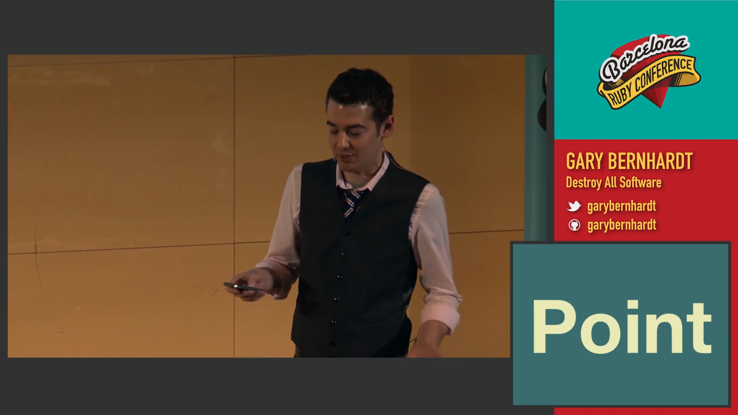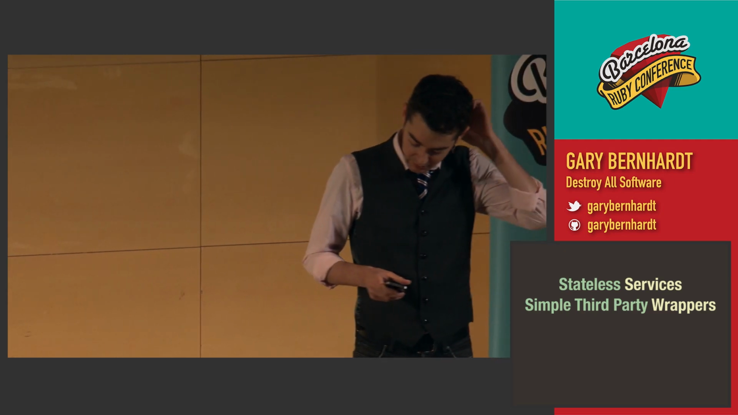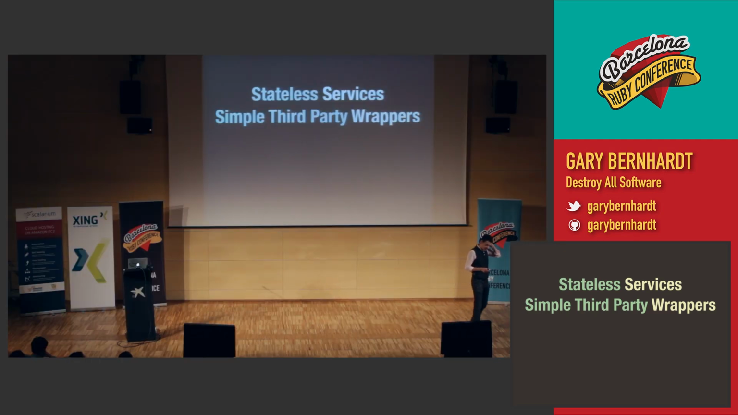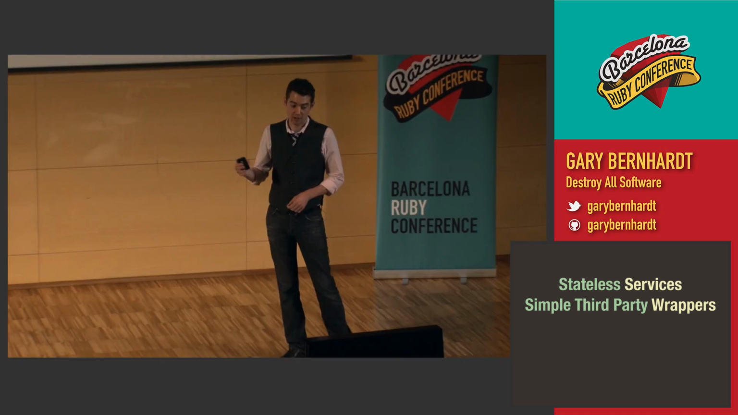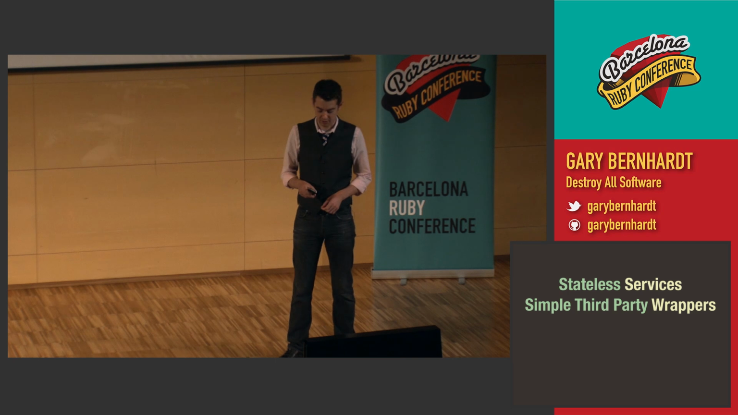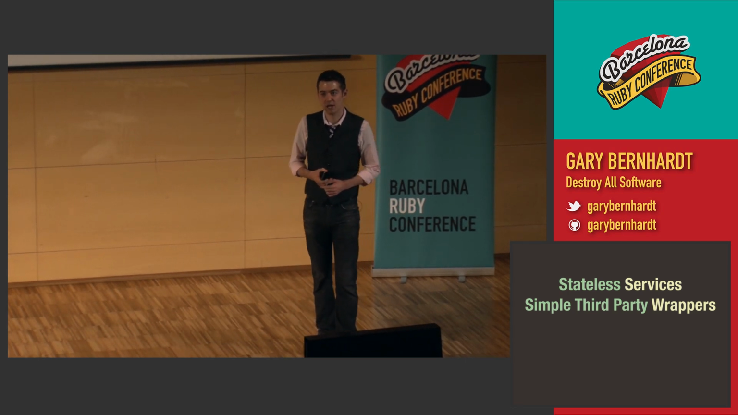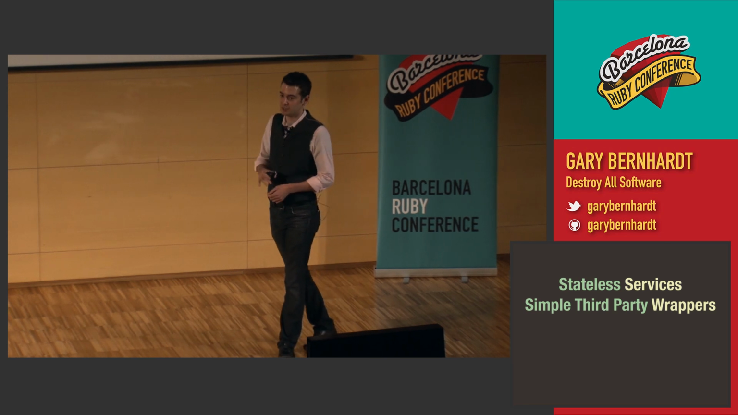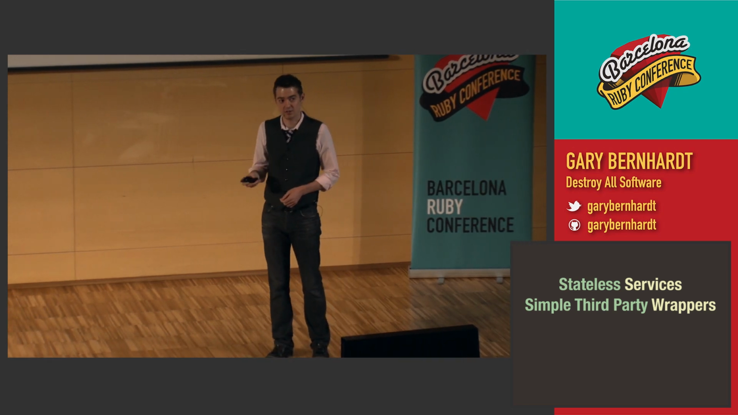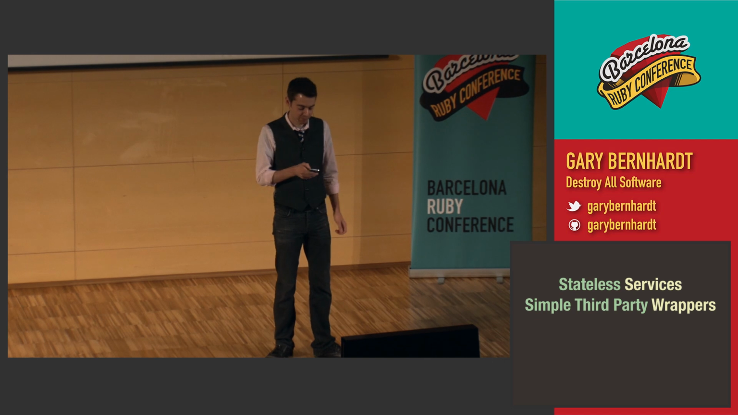The more immediate point that I hope you take away from this is that stateless services will help you to decouple your persistence from other bits of the system, and you want that. And simple third-party wrappers will help protect you from changes in other Ruby gems or services. Ruby has a culture of rapid change and not a lot of regard for backwards compatibility, so you really want to insulate yourself from that chaos in the ecosystem.